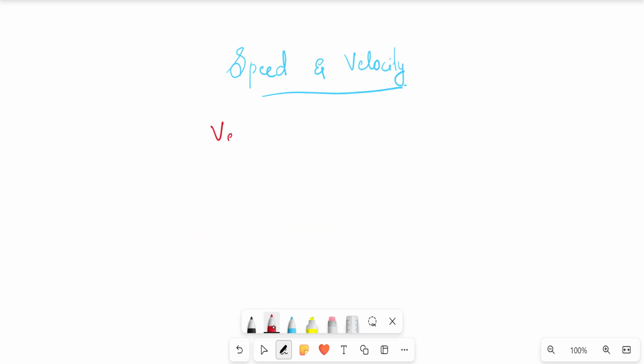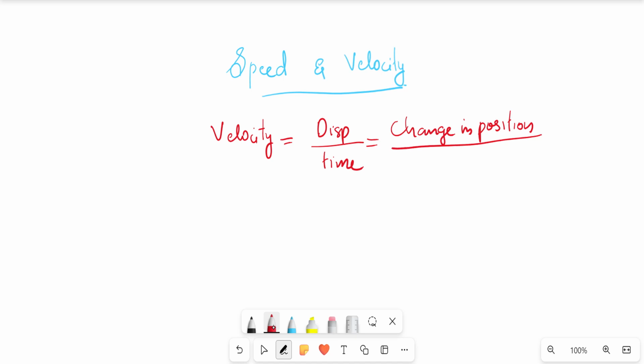Velocity has a specified importance in the physics world. So velocity is displacement by time. So displacement is what? Change in position. So change in position by time. How much an object is changing its position with respect to time gives you the velocity of that particular body. So here velocity has a very important role in the physical world. Why? Because the involvement of direction is clearly mentioned there.